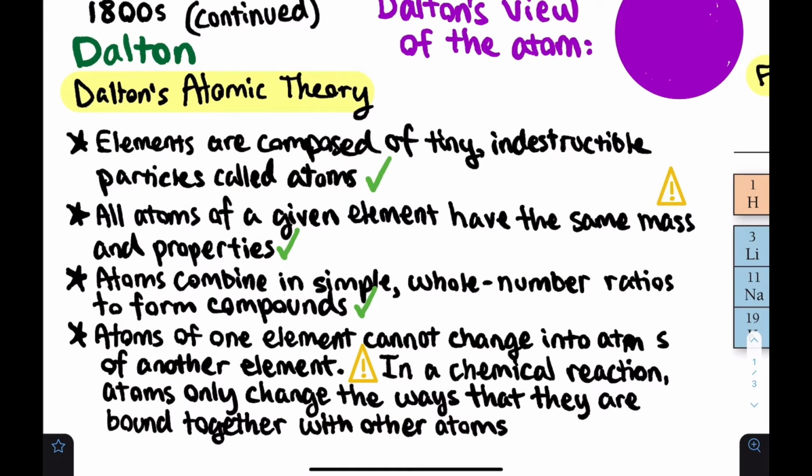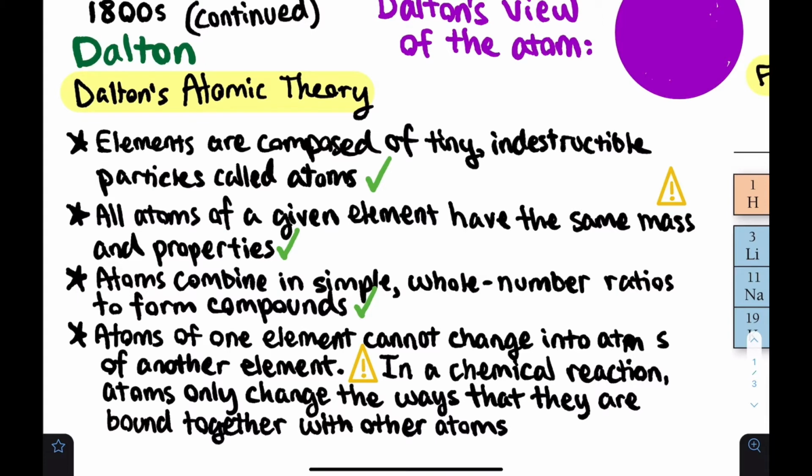The next thing that Dalton said was that all atoms of a given element have the same mass and the same properties. The same mass, we know that this is not true. Why is that? Because of isotopes. Isotopes are versions of the same element that have varying numbers of neutrons. So for example, carbon-12 has 6 protons and 6 neutrons. Carbon-13 has 6 protons and 7 neutrons. They're both carbon because they both have 6 protons, but they have different masses because they have different numbers of neutrons. However, they both will act the same in chemical reactions. So the properties part holds up, but the mass part is wrong because we have isotopes.